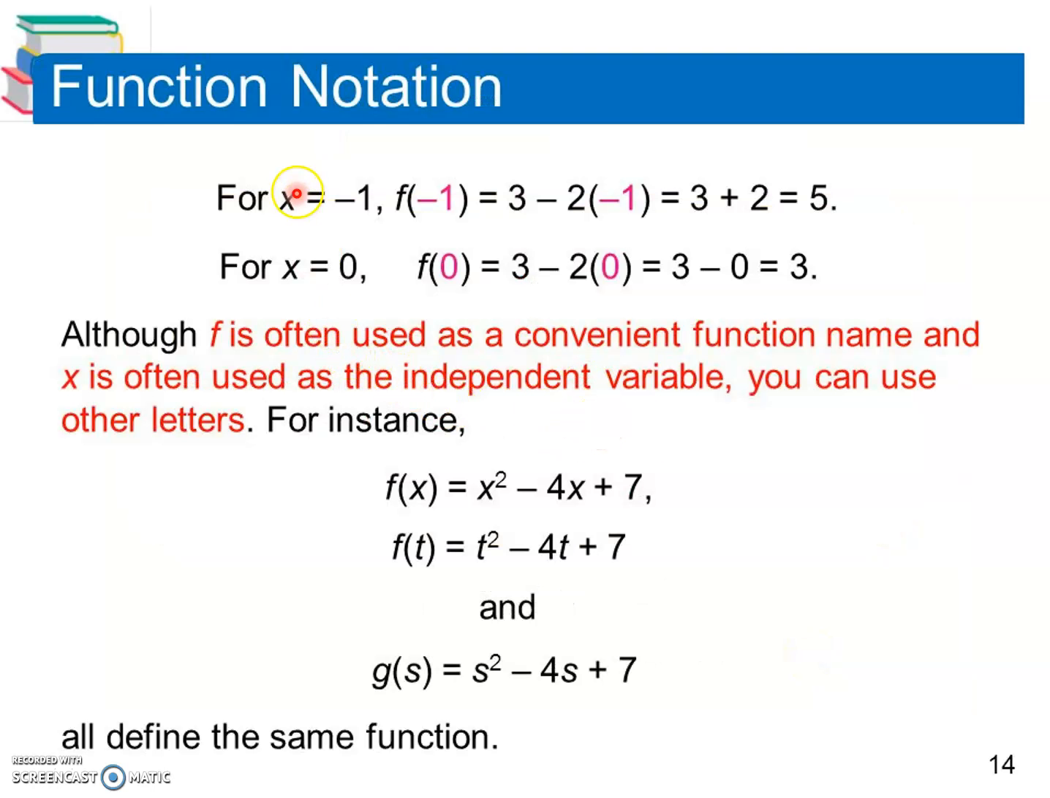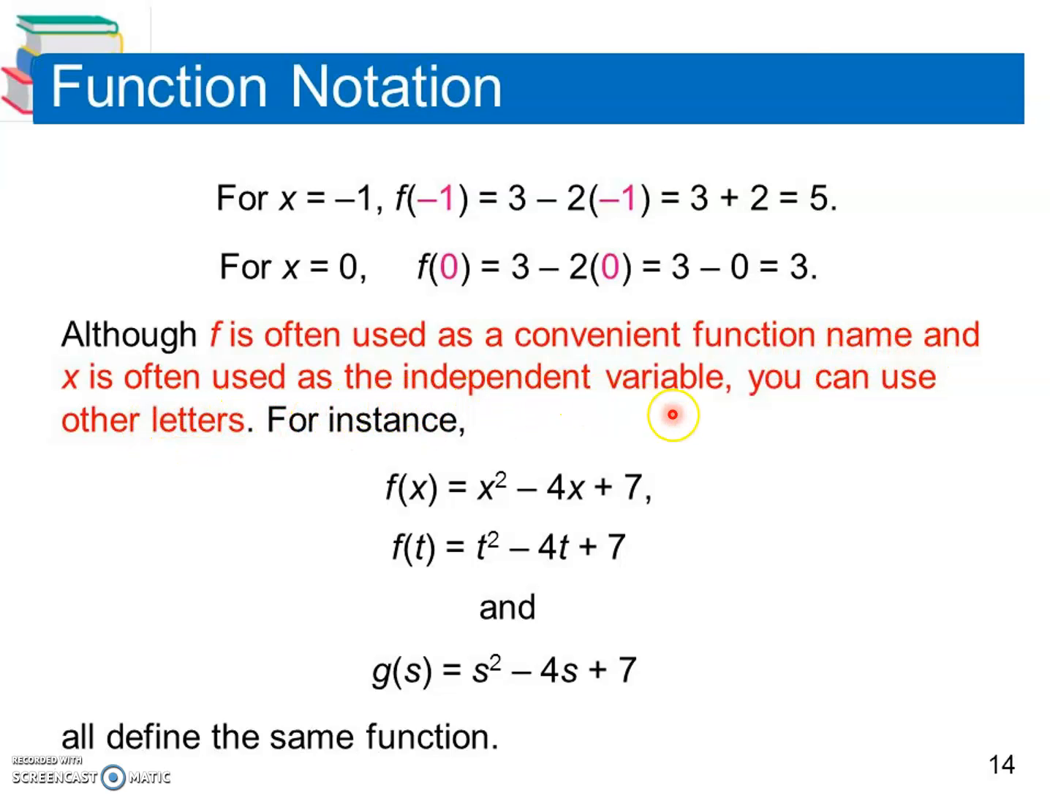Function notation with x equal to minus 1: f of minus 1 is equal to 3 minus 2 times (minus 1). 3 plus 2 is equal to 5. If we take x equal to 0, f of 0 is equal to 3 minus 2 into 0. 2 into 0 is 0, and 3 minus 0 is 3.